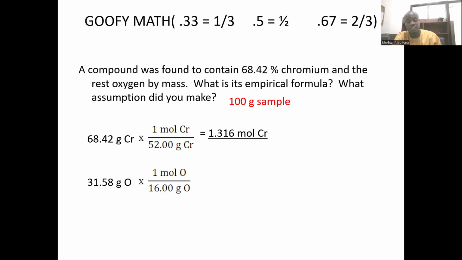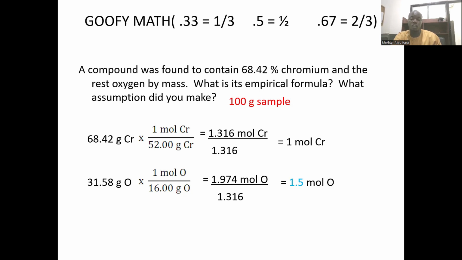So therefore, the mole at the end, we have 1.316 mole for chromium, and then we have 1.974 mole for oxygen. So between the mole of chromium and that of oxygen, which one is the smallest? It is that of the chromium. So we divide each by that mole of chromium. So we have 1.316 divided by 1.316, and here we also divide by 1.316. So at the end for the chromium, we have 1 mole, and for oxygen, we have 1.5 mole.